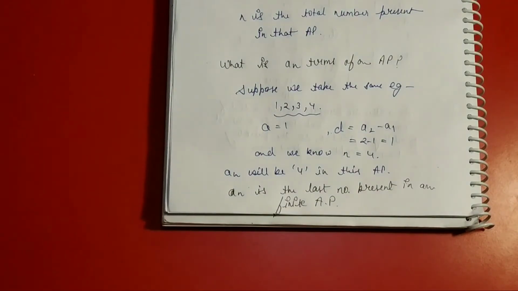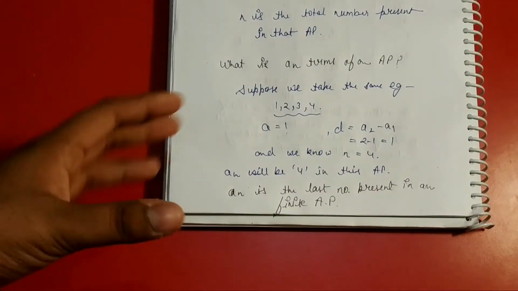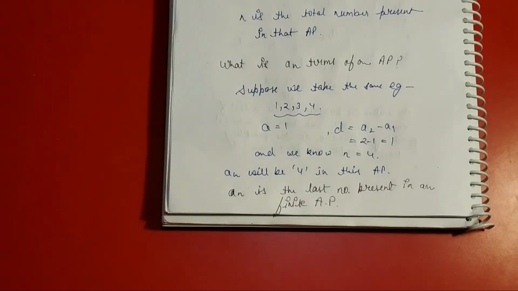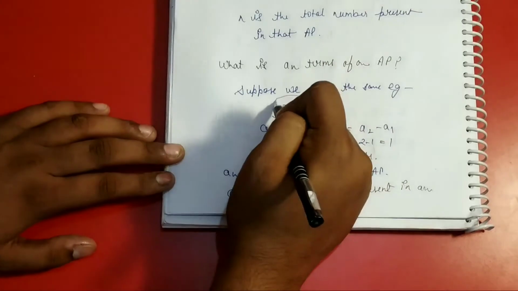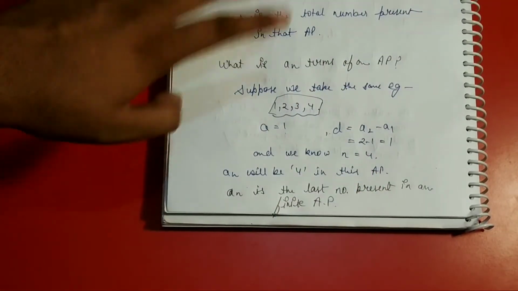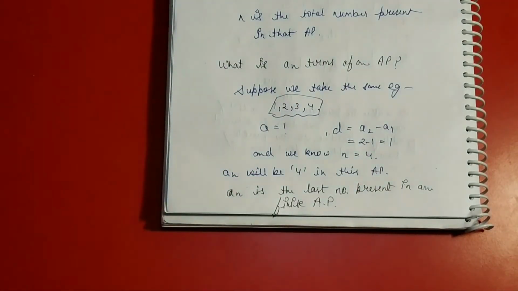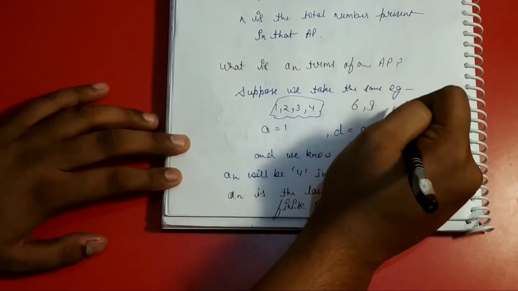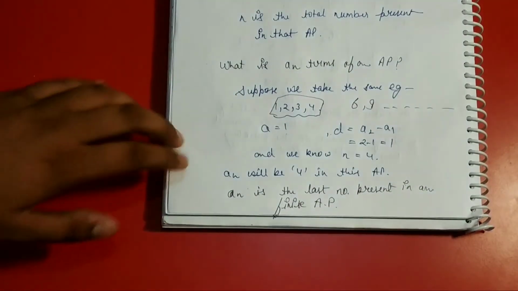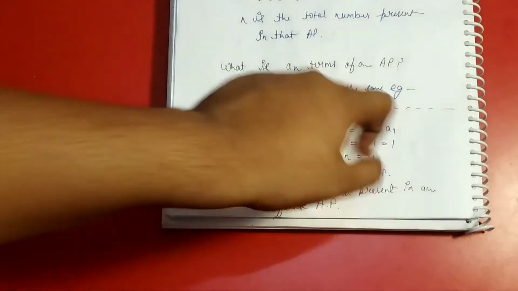Let's be more specific. What is the difference between a finite and an infinite AP? Finite AP means an AP in which all the numbers are decided, like there are only 4 terms in an AP. No more terms will exceed. But in an infinite AP, for example 6, 9, and dot dot dot, which means infinite. This symbol belongs to infinite.